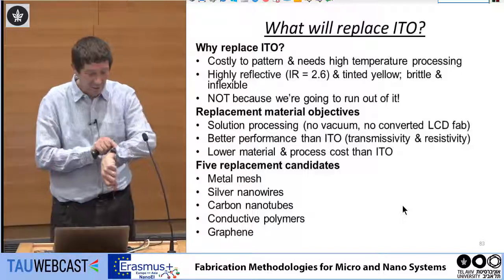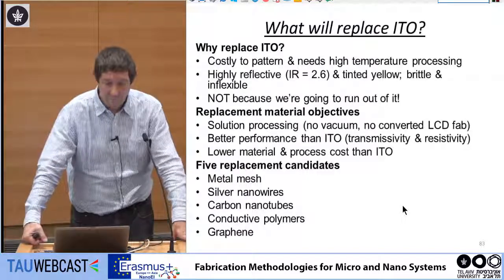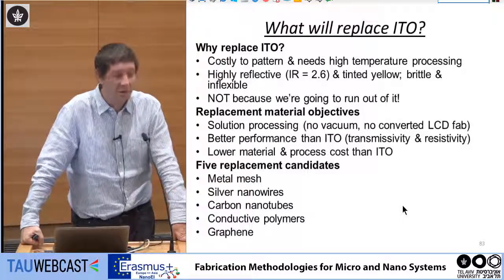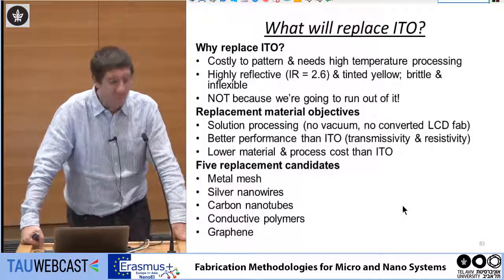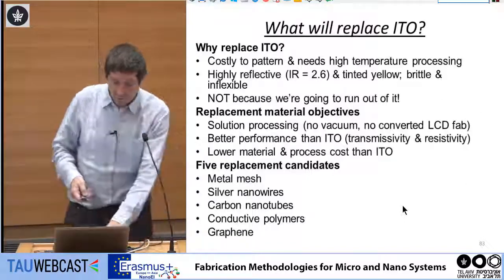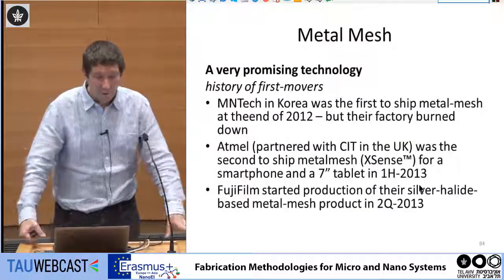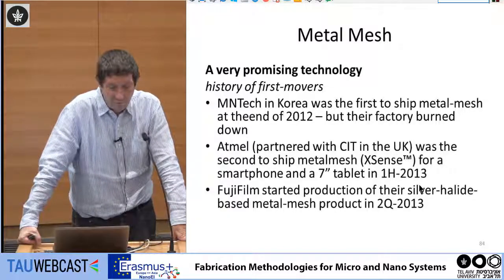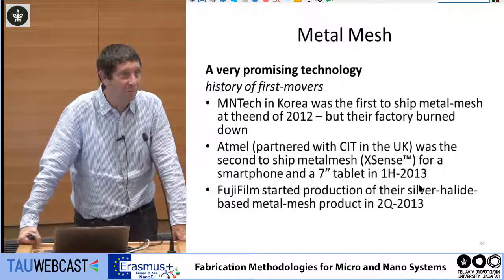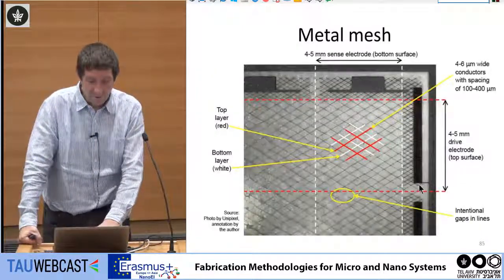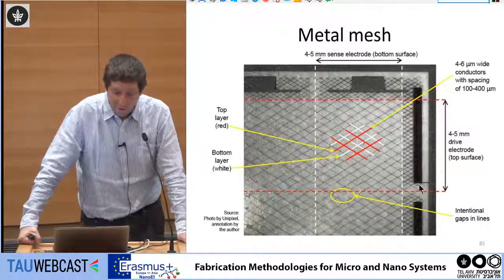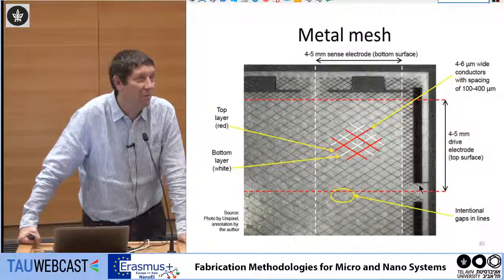What will replace ITO? ITO became very costly. And for replacement, I'm going to steal 5 minutes of the next lecture because I want to finish this. There are 5 replacement candidates. One of them is the metal mesh. Metal mesh is kind of a new technology, which appeared first in 2012. And the idea is, instead of putting a layer of metal, you put thin wires of metal, and this is a metal mesh. Now metal mesh is quite transparent.